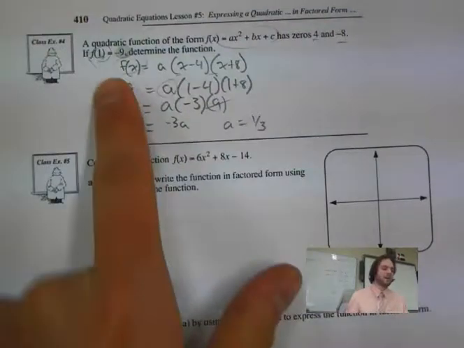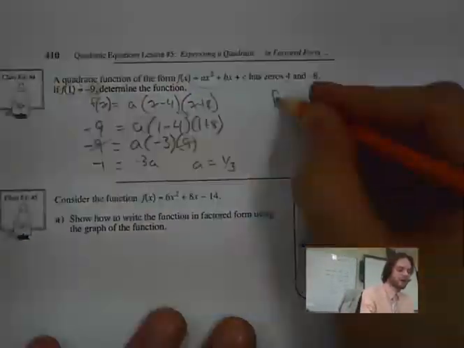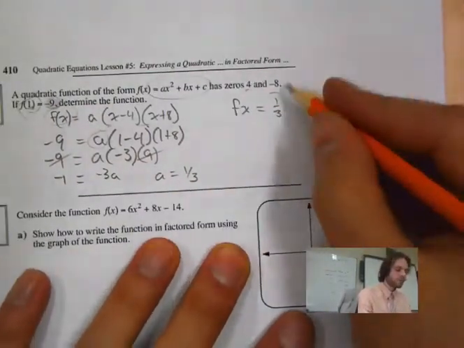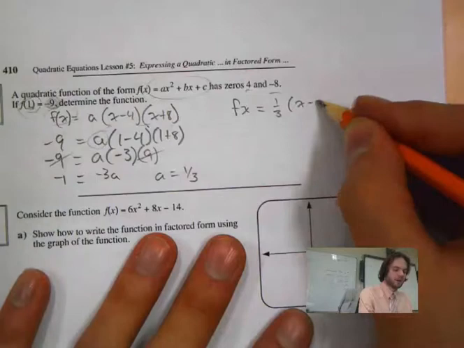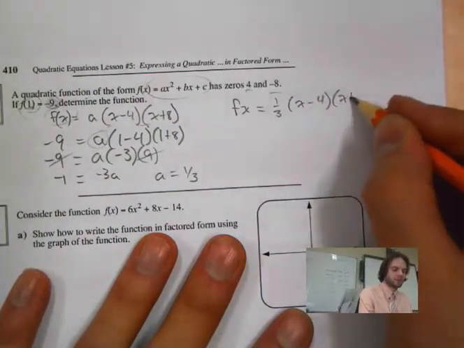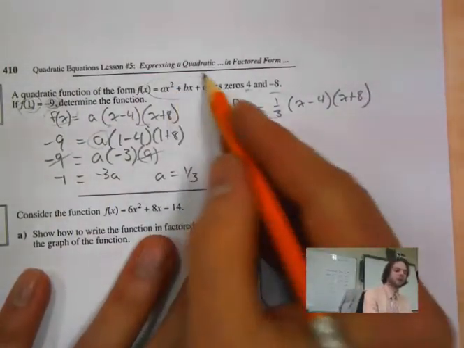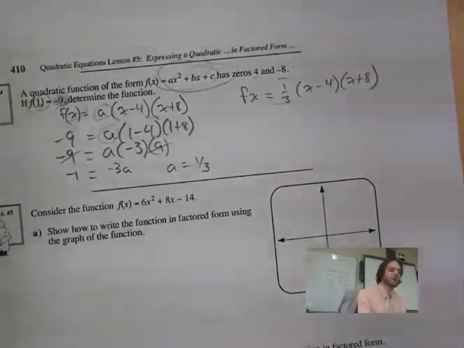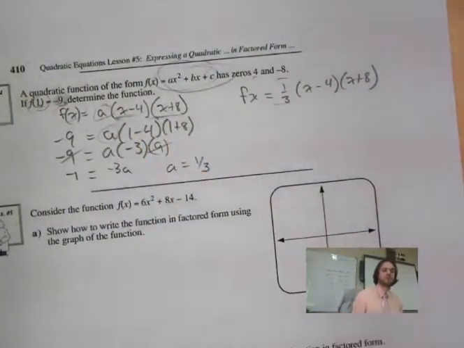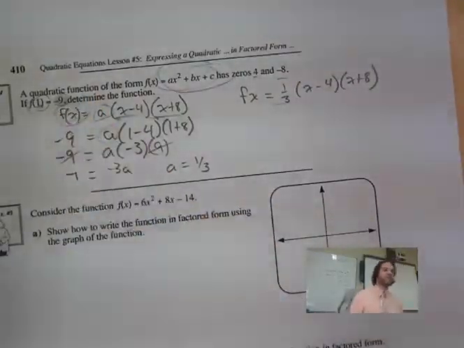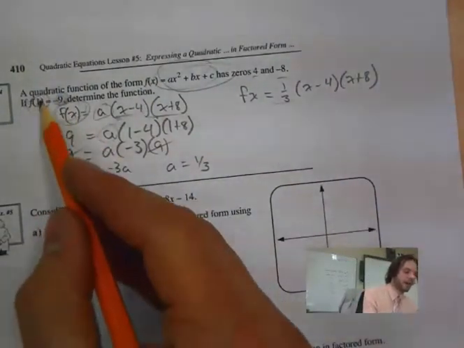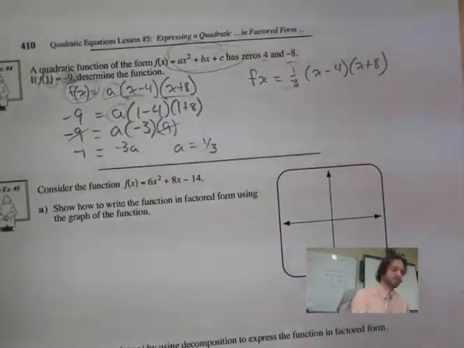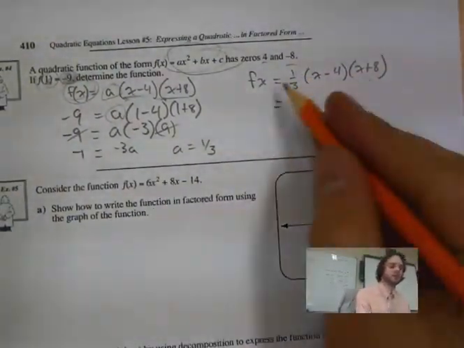Now, we plug that back in for my a. So I have f of x is equal to 1 over 3, and I'm going to have x minus 4 multiplied by x plus 8. Now we could multiply this all out and get into that equation. So first thing is, once again, we have to find that a. How do we do that? We put in our roots. We know these are our roots, right? Then, using that, we can solve for f of x. We know when x is 1, that f of x is 9, okay?